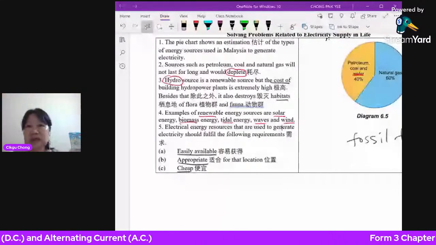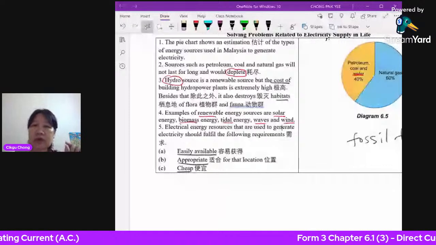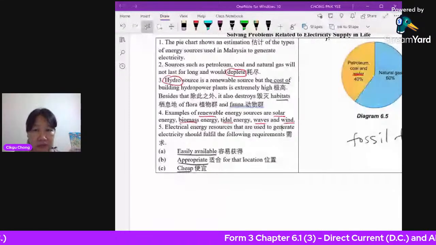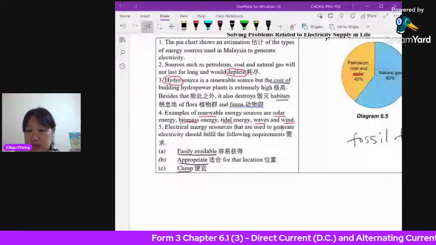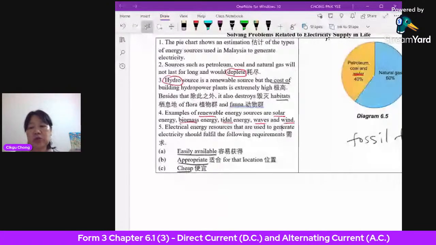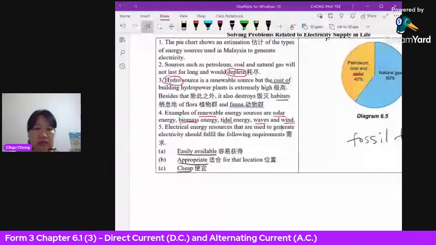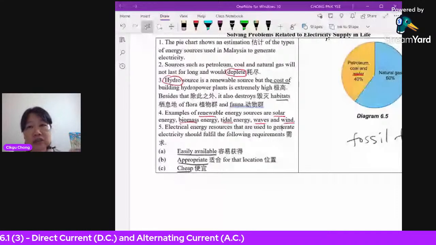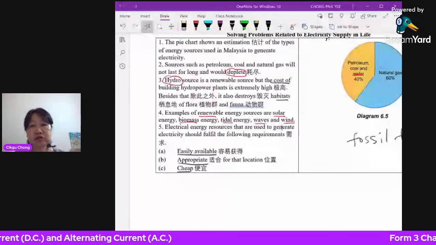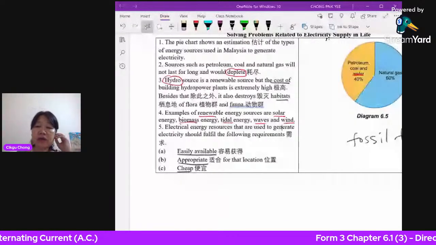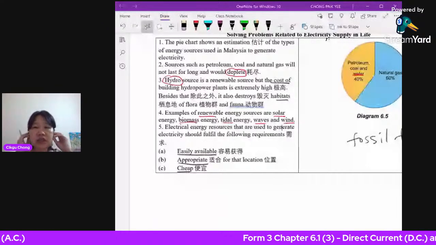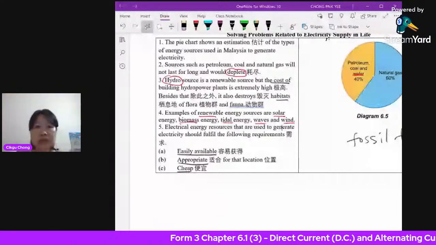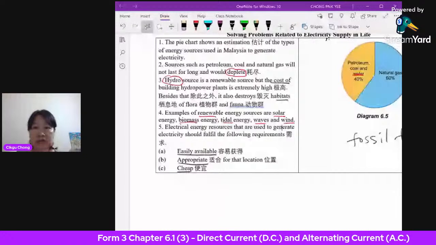But the bad thing about hydroelectric is that you will displace the animals and the plants. You will actually be destroying the habitat. Yes, destroying wildlife habitat. That is the main concern about hydroelectric, and also the high cost. And also you need to have a suitable lake. You cannot have a hydroelectric power station if you don't have a big suitable lake where you can have a lot of water stored.